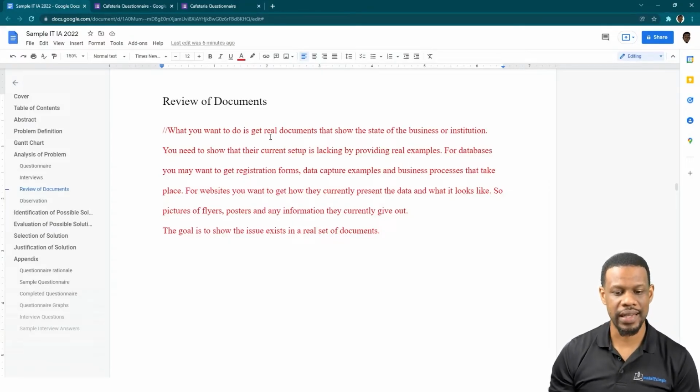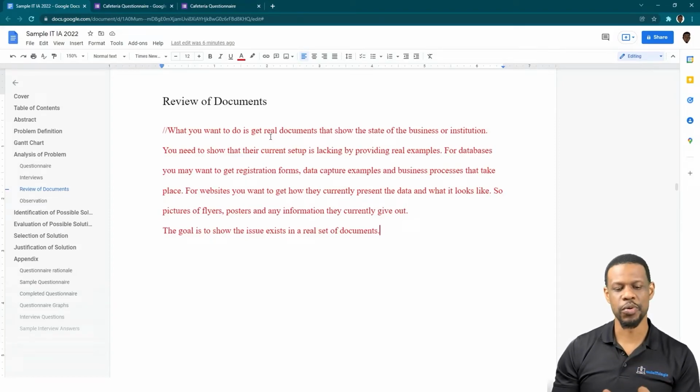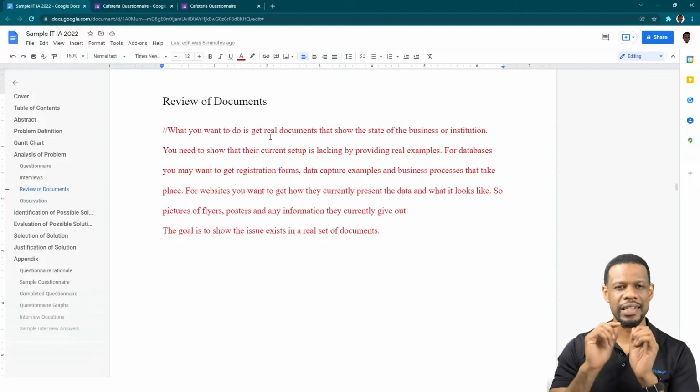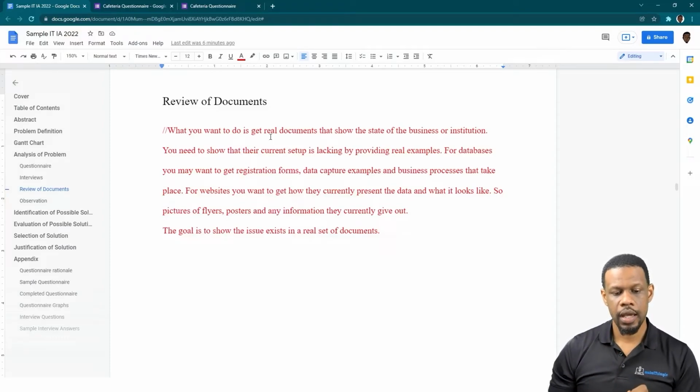For websites, you want to get things like how the information is currently presented, how it's disseminated, what it looks like: flyers, posters, how the information actually gets out. You want to get real life examples of those things so that you could basically nitpick them. The goal is to show that the issue exists in a real set of documents.